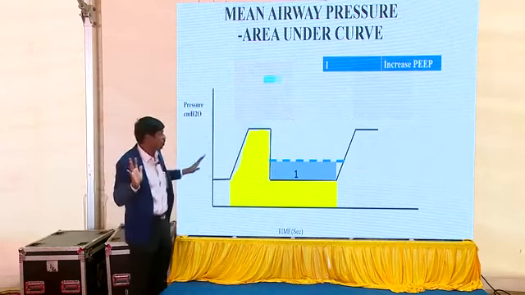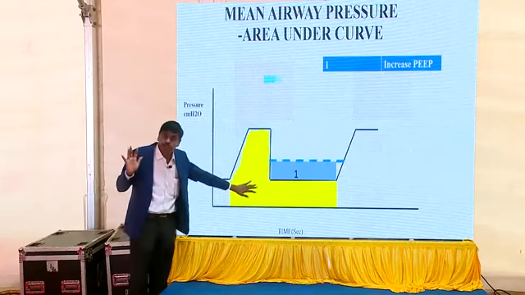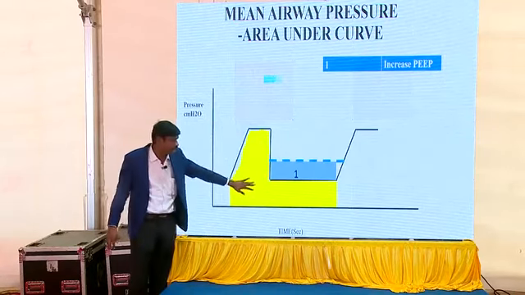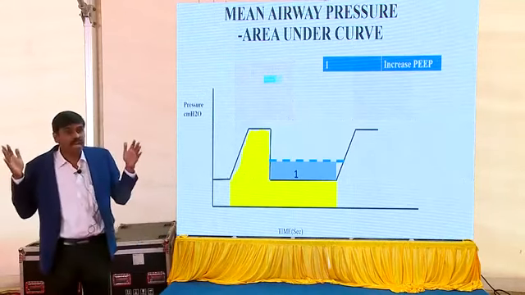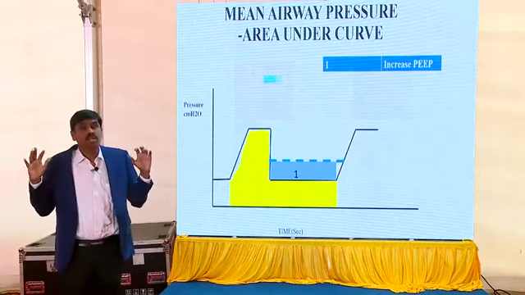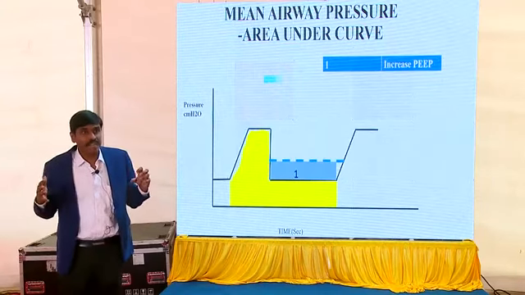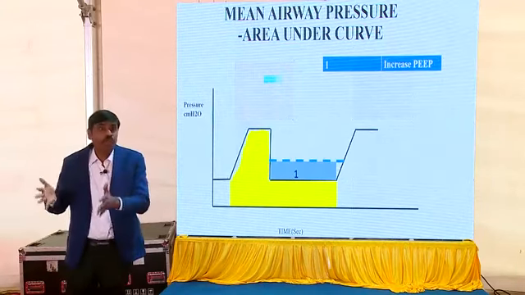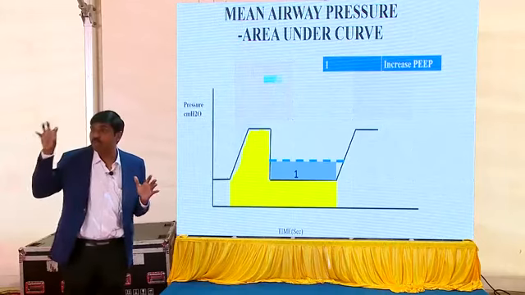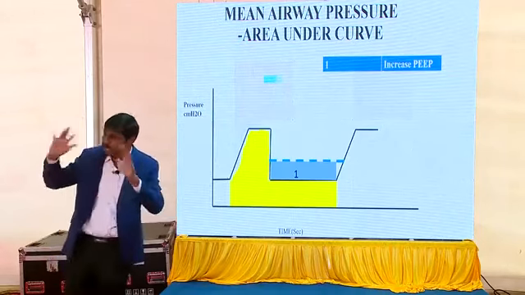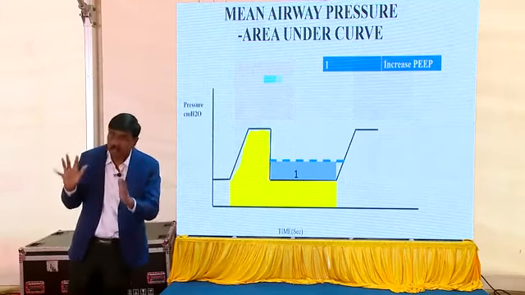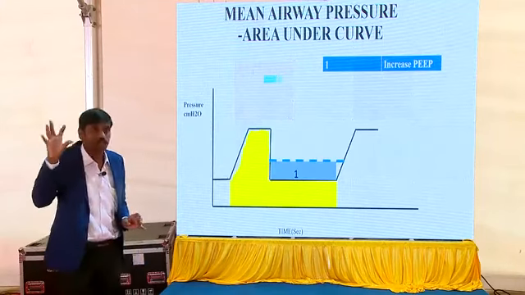So now the yellow area here indicates the area under the curve, and that's called the mean airway pressure. In fact, the more you get to know ventilation, you don't just look at the PIP, PEEP and those numbers. You actually have to look at this number, the mean airway pressure, which your ventilator would calculate and give on its screen.